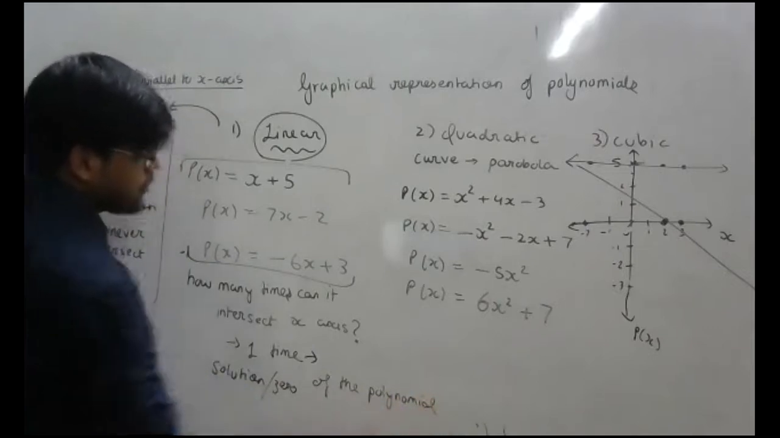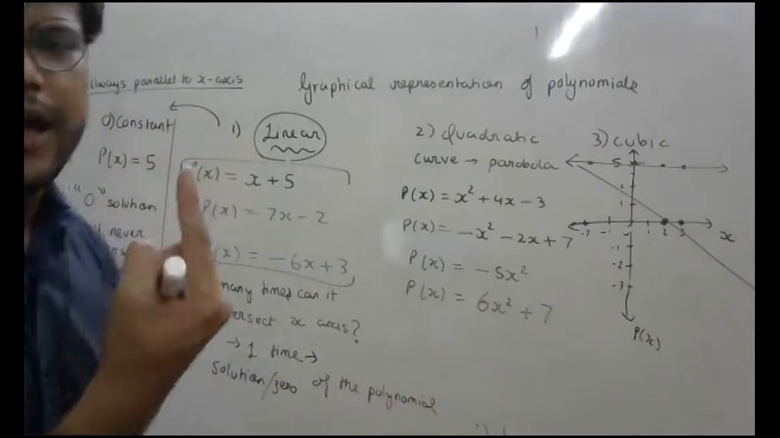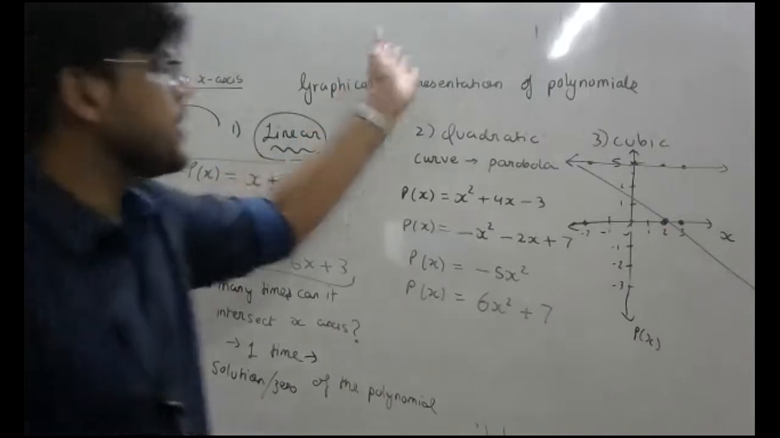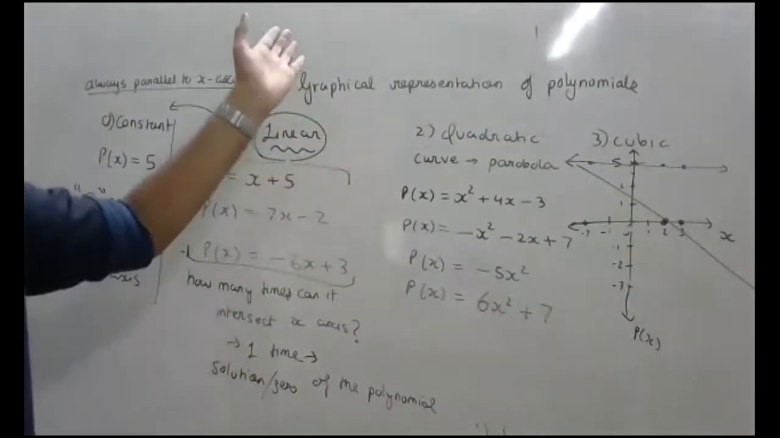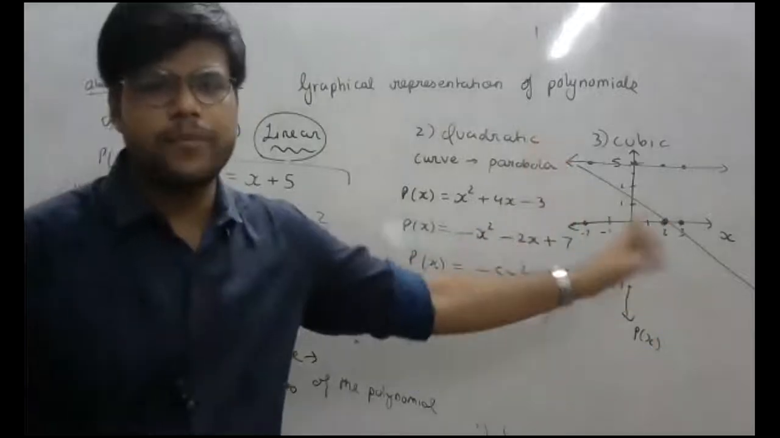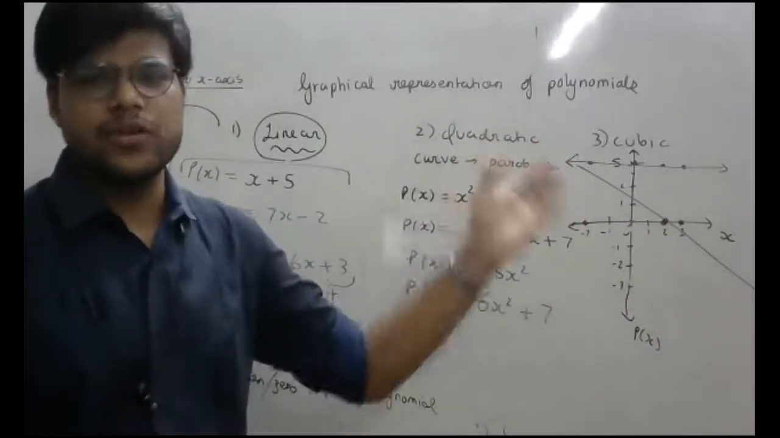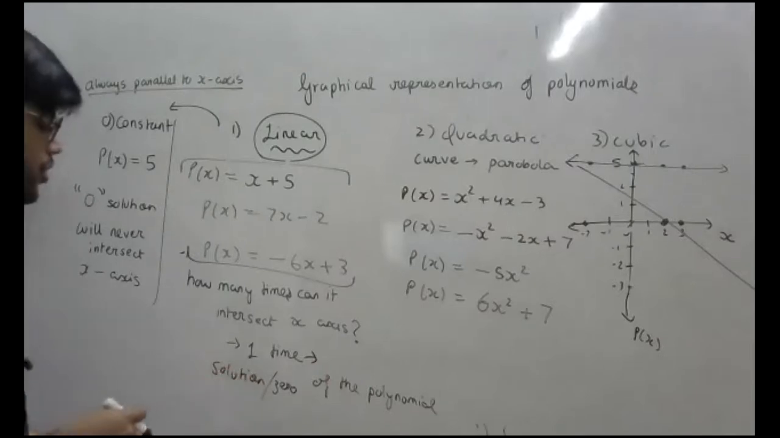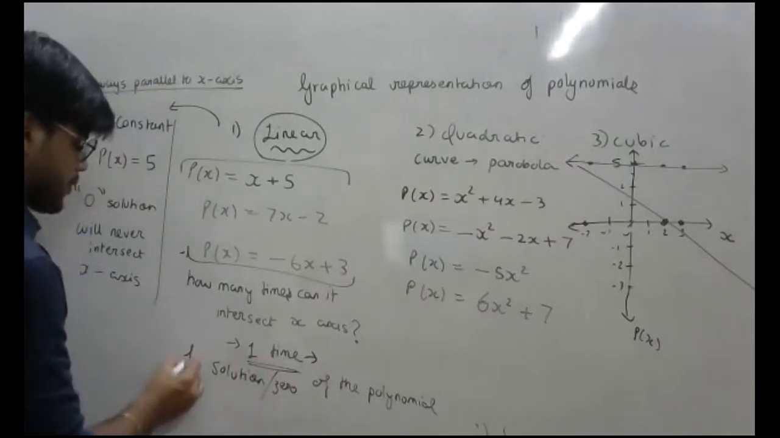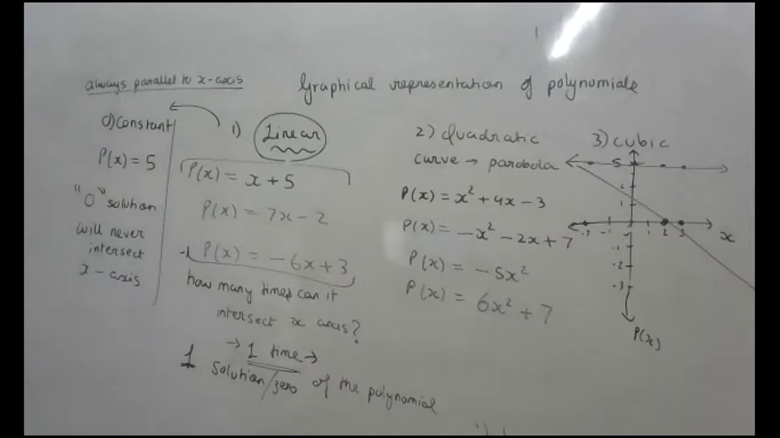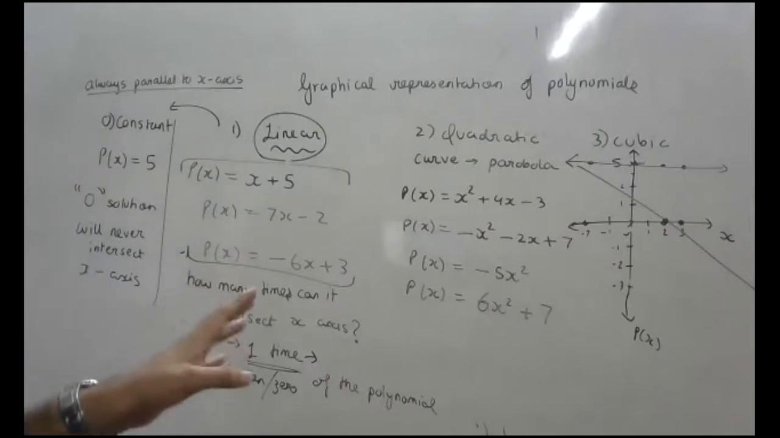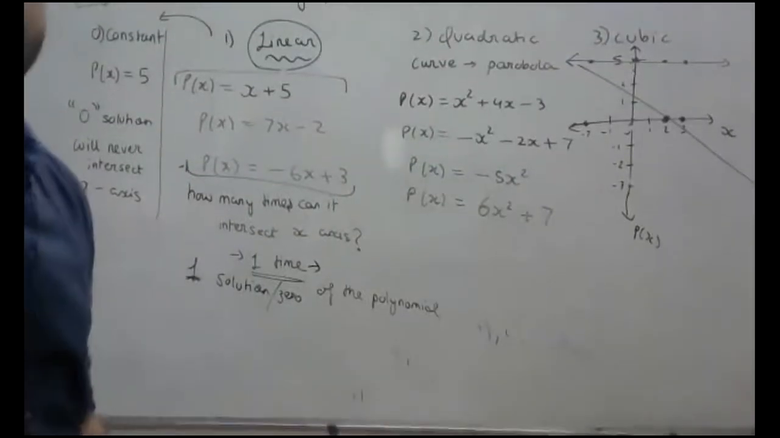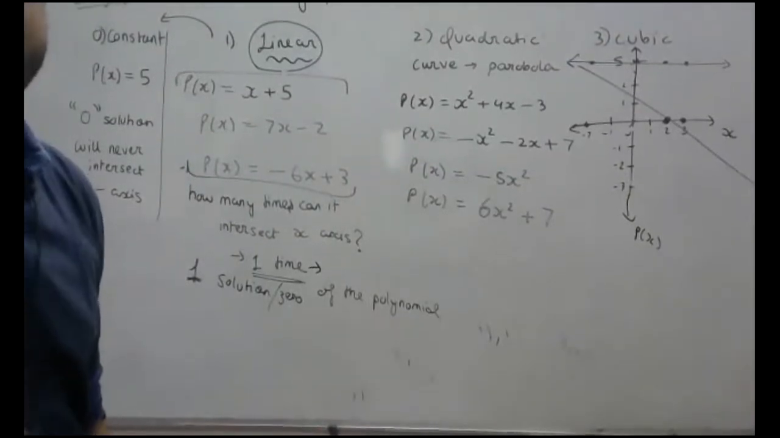So a linear equation can have one solution or one zero, because a linear equation is cutting the axis only one time. A linear equation can cut the x-axis only at one point. As it can cut the x-axis only at one point, you can have only one solution of the linear polynomial. Okay, please understand. We'll understand now for degree 2. Those who have not understood, just carefully understand for quadratic. You'll get the idea. Yes, tell me your doubt.